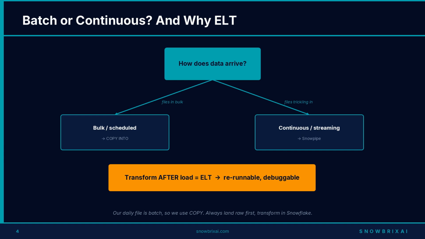But whichever one you pick, the golden rule does not change. Always land the raw data first, then transform it inside Snowflake. That is ELT, and the reason matters. It is rerunnable. If a transform breaks, your raw data is still safe. Our daily file is batch, so we will use COPY INTO for the rest of this build.